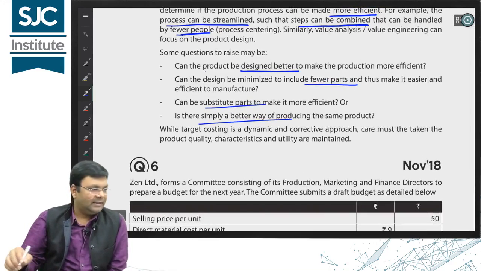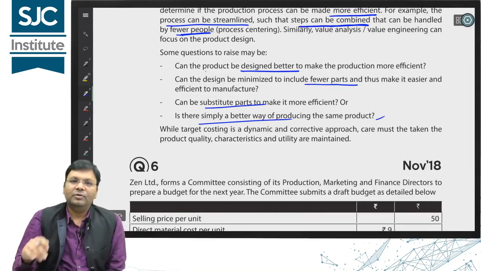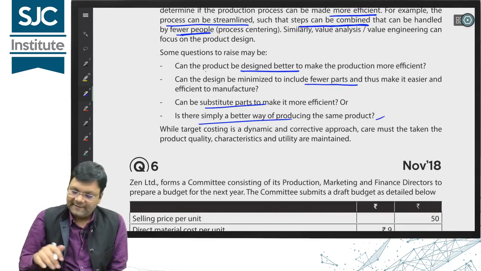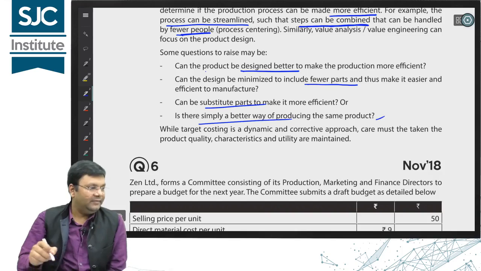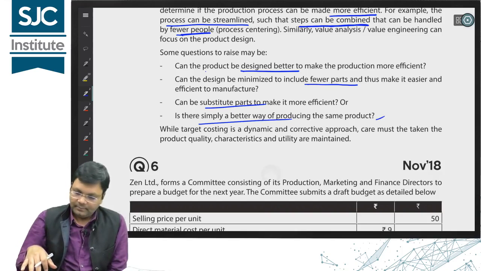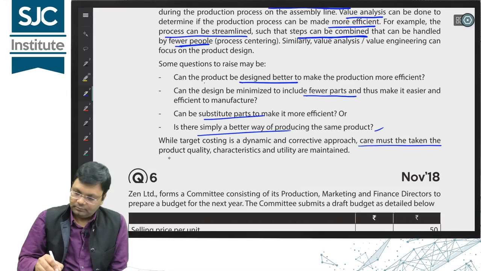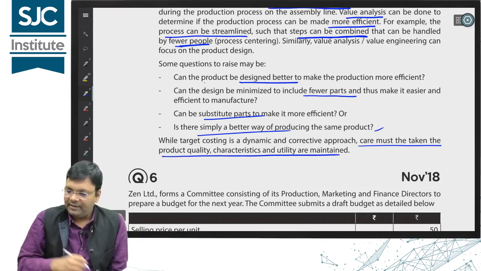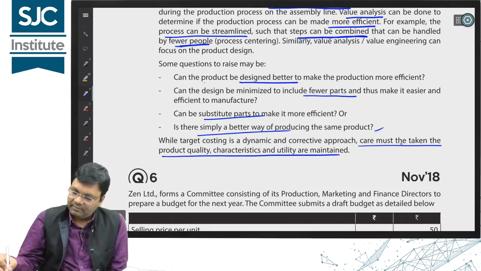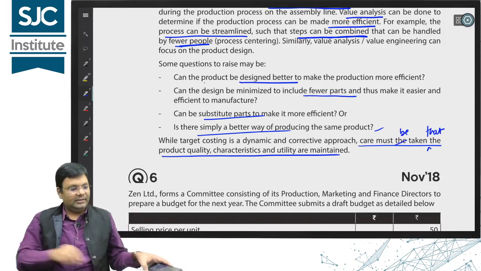So if you keep asking these questions, somehow you get the ways to reduce your cost. There is one more very important line given here. While target costing is a dynamic and corrective approach, care must be taken that the product quality, characteristics and utility are maintained.